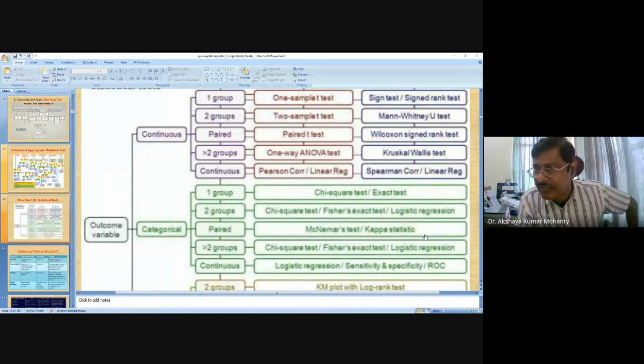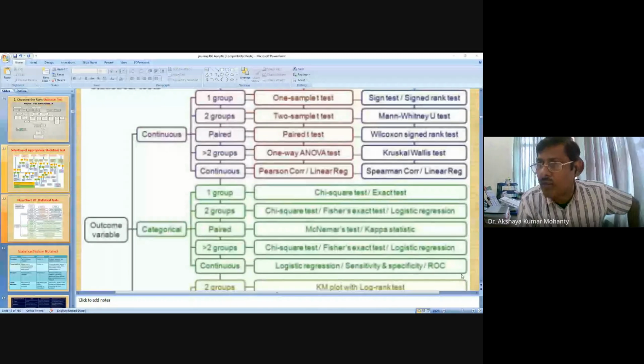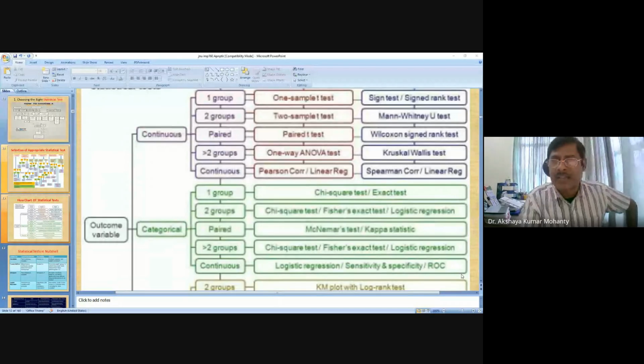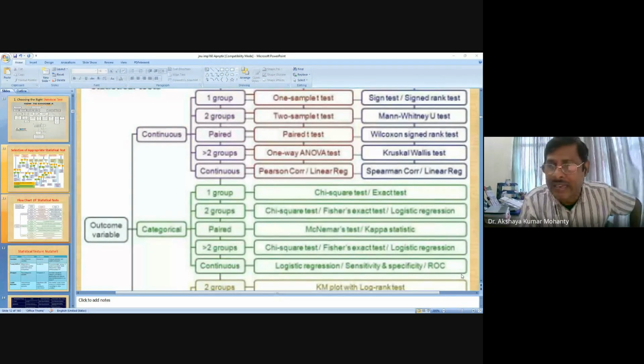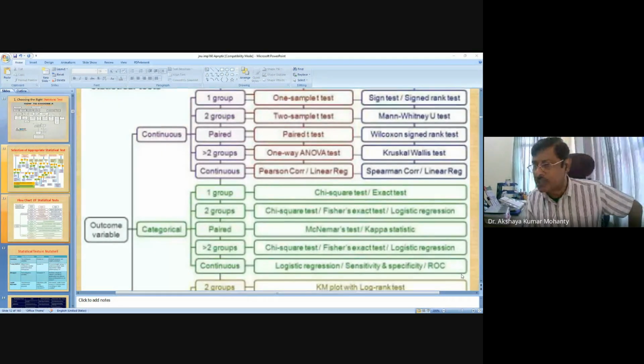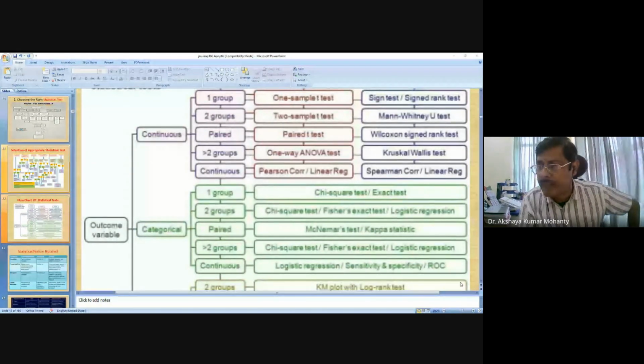Am I right, Jyoti Tyagi? Yes, sir. Show your face so that the audience will see your face. Yes, Jyoti Tyagi, that's absolutely right. So can anybody tell me why it is a non-parametric test? Anybody else, please, from the audience section? Why is it?